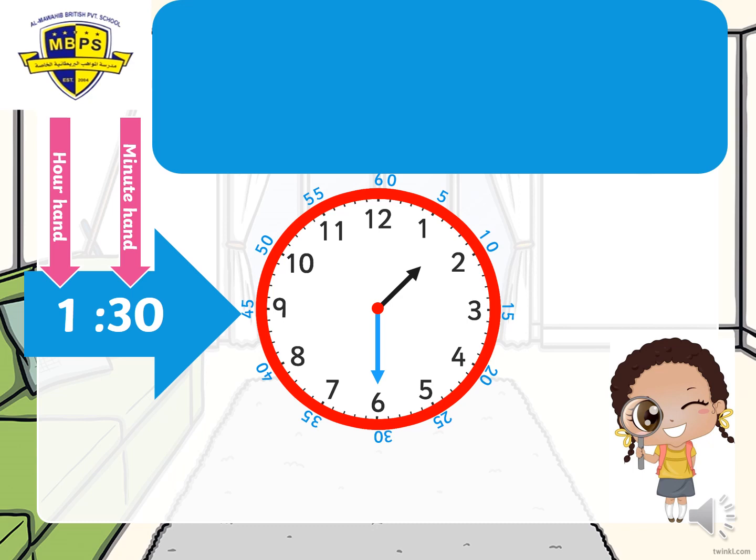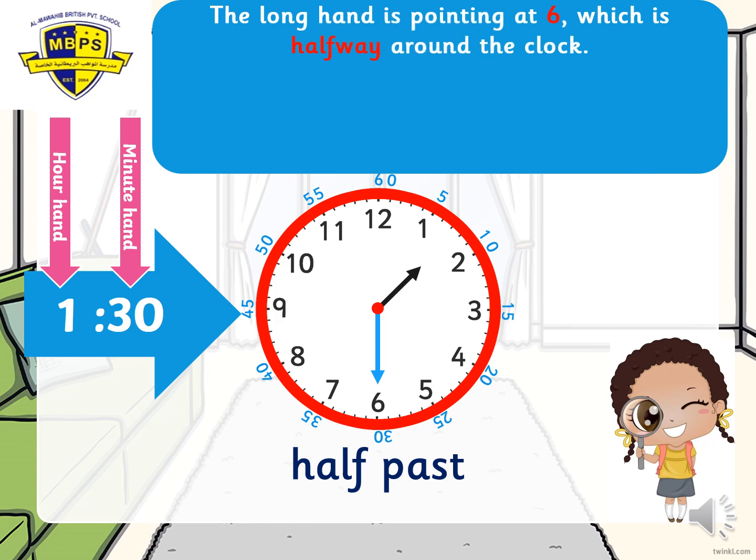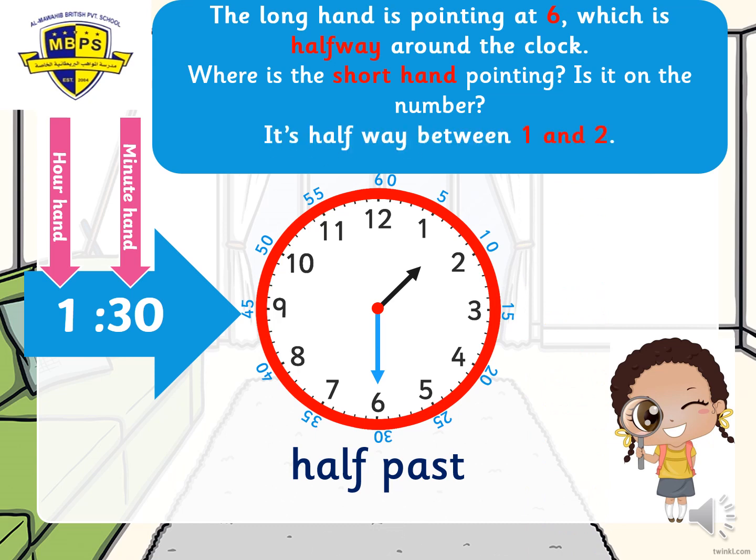How can I write it using half past? It's so easy. We said that the long hand here is pointing at 6, which is halfway around the clock. It's half an hour. And we said that the short hand is pointing between 1 and 2. But can I tell now that the time is 2:30? No, we still haven't come to the 2. We passed 30 minutes from the 1. So now it's 1:30.